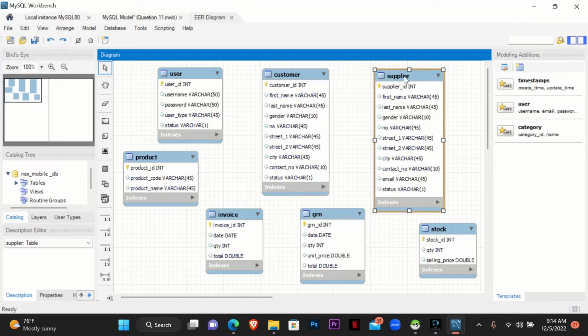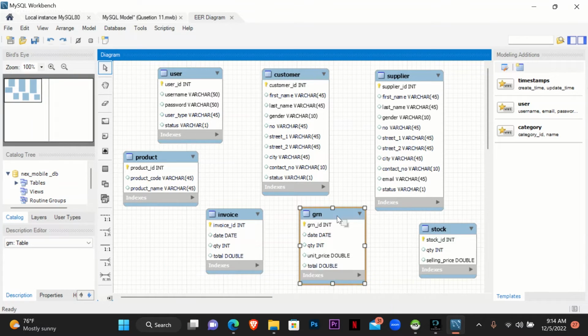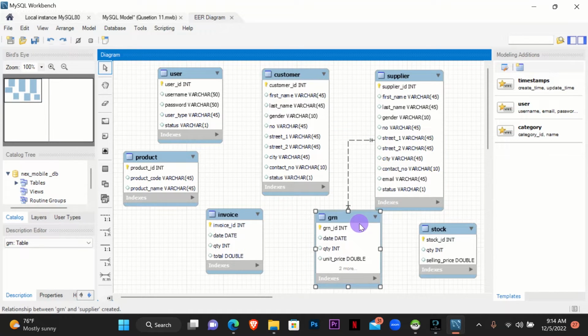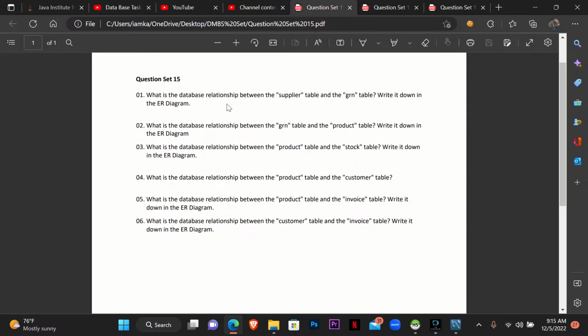As I mentioned, from the supplier side, a supplier can give many GRNs or many invoices, but from the GRN table side, one invoice can have only one supplier. Therefore, it will be a one-to-many relationship. So I am going to click the non-identified relationship one-to-many icon, then click the GRN first, then the supplier next. Because GRN is the many side, I first click the many side, then the supplier, which is the one side. Now we have completed the first question.